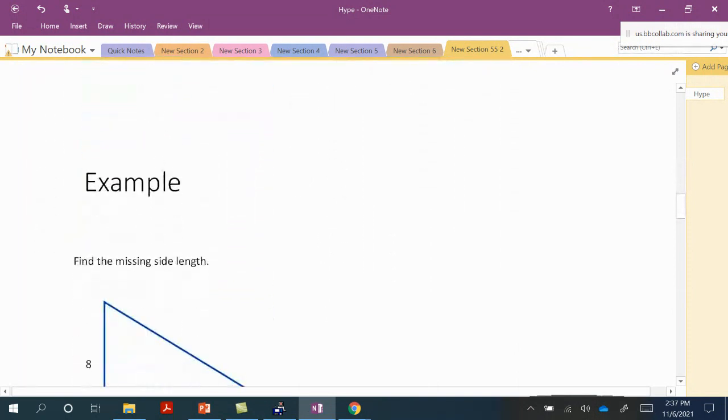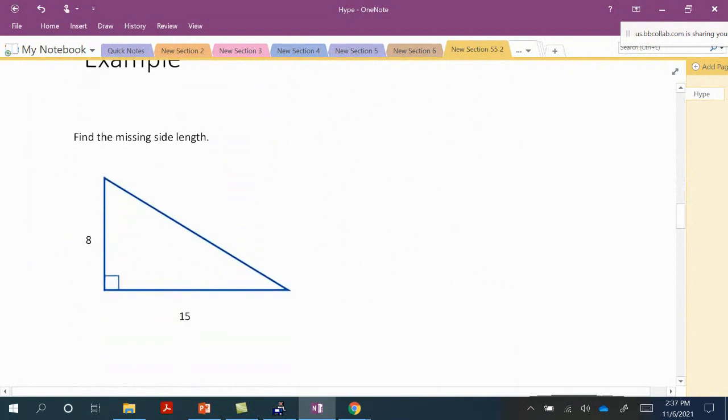Now let's take a look at an example. Here we're asked to find the missing side length. So notice that the side length we're trying to find is opposite the right angle. So we're actually trying to find the hypotenuse. So I'm going to use the following formula. The hypotenuse is equal to the square root of a leg squared plus the other leg squared. So I'm going to substitute in our legs as 8 and 15.